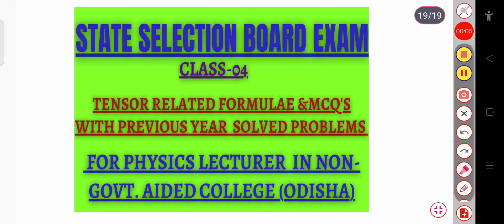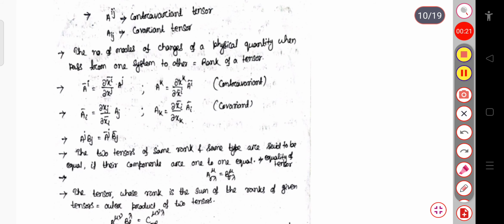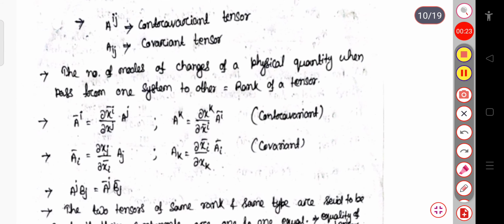In this part, we will discuss the tensor related formulas and also solve some previous year questions as well as some important questions related to tensors, which are also important for your SSB exam. So let us first discuss some formulas related to the tensor.